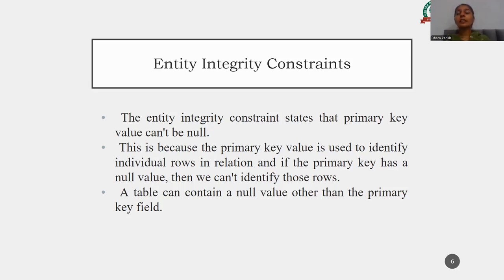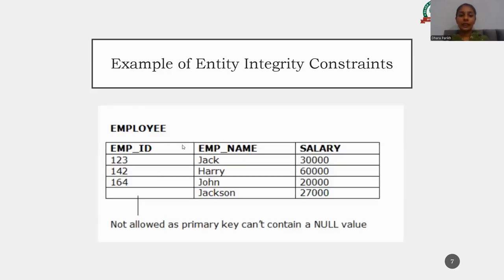If we identify some column in our table as a primary key, it should not have any null value or any empty values. We need a unique identifier in a primary key. Here is an example of an integrity constraint: an employee table which has an employee ID, employee name, and salary columns. In the first column, the last row, the fourth data, is not allowed, because the employee ID is a primary key, and the last value of the employee ID is empty, which is not allowed.